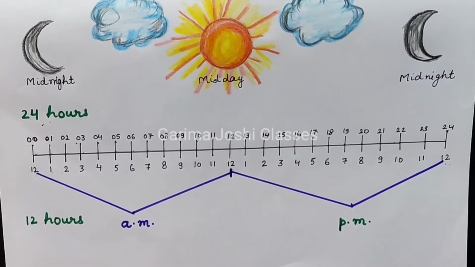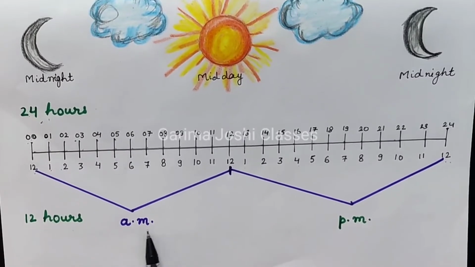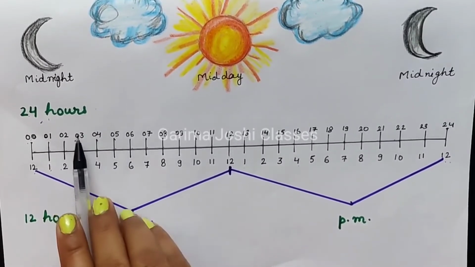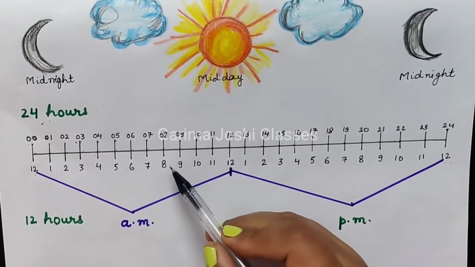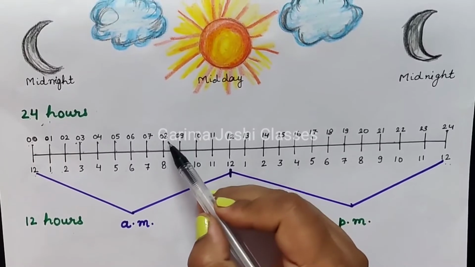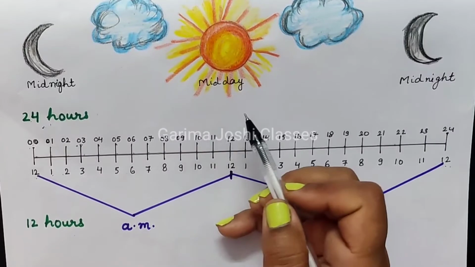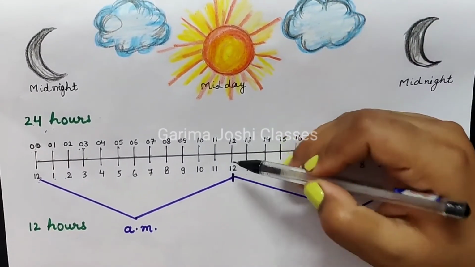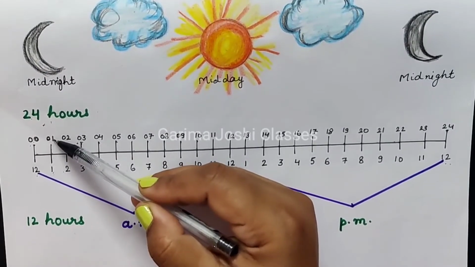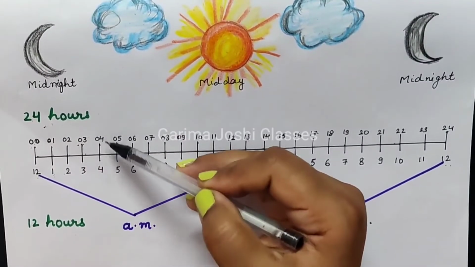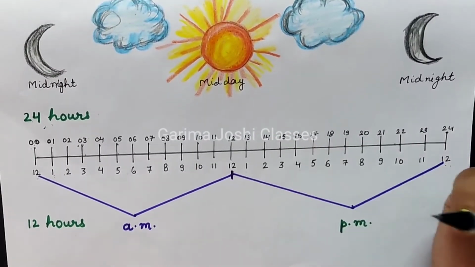Okay, so now if it is said that the clock is showing 3 a.m., that means 3:00 hours in 24-hour clock. Clock is showing 8 a.m., it will be read as 08:00 hours in 24-hour clock. It means that till 12 midday, both the times are the same. Here is also 1, here is also 1. 2, 2, 3, 3, 4, 4, 5, 5, 6, 6, 7, 7, 8, 8, 9, 9, 10, 10, 11, 11.